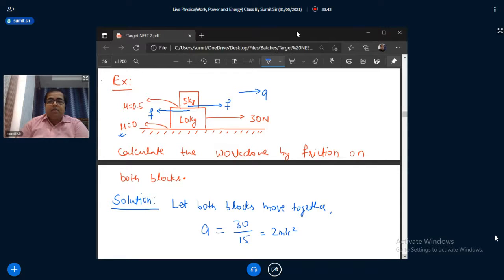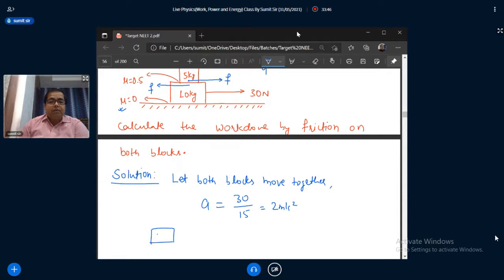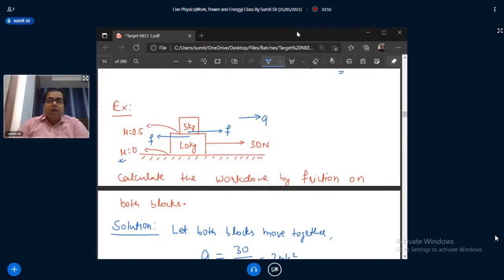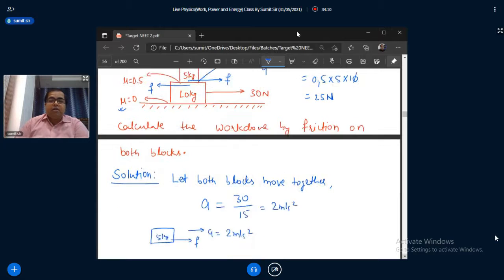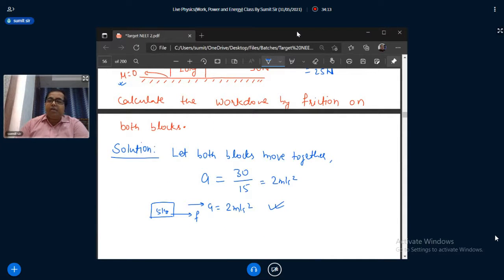Now I'll make a diagram of 5 kg. This is the friction acting and we have acceleration is equal to 2 meter per second square. And one more thing, I'll find FL, limiting friction, which is mu mg. So this is mu is 0.5, m is 5, and g is 10. So 25 Newton. If this friction comes more than 25, that means it's not valid, and there must be some sliding. So find the value of F is equal to ma. So we have 5 into 2 is 10 Newton.